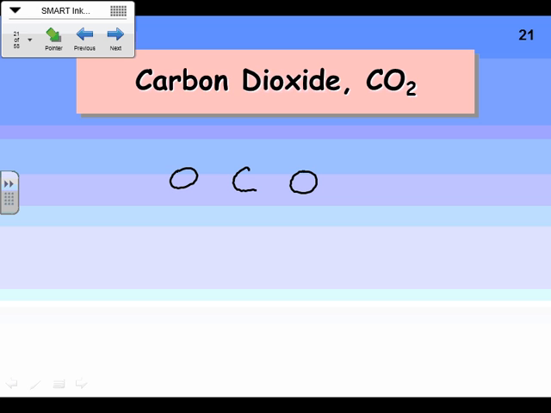Let me tell you a good rule here, all right? When we're not dealing with hydrogen, you ready? This is a good rule. Almost always, the one that's listed first goes in the middle. Almost always. Okay? You want another good rule? The one that's the least electronegative goes in the middle. Now that'll work every time.